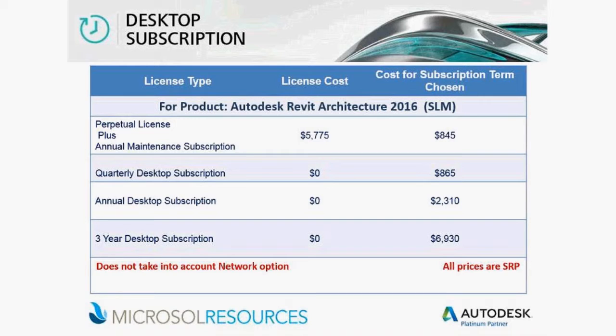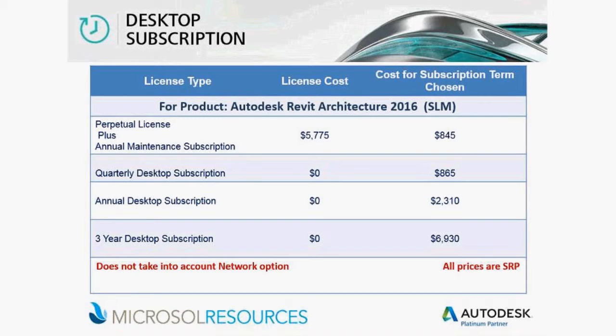Now if you say, we could use this for a while, annual desktop subscription, $2,310. That's not horrible, right? When you look at the upfront investment in a perpetual license of this product, compared to $2,310, that's like 1/3 the price, right? So some folks are always like, hey, we don't even upgrade every 3 years and stuff like that. So maybe this might be something you could think about.